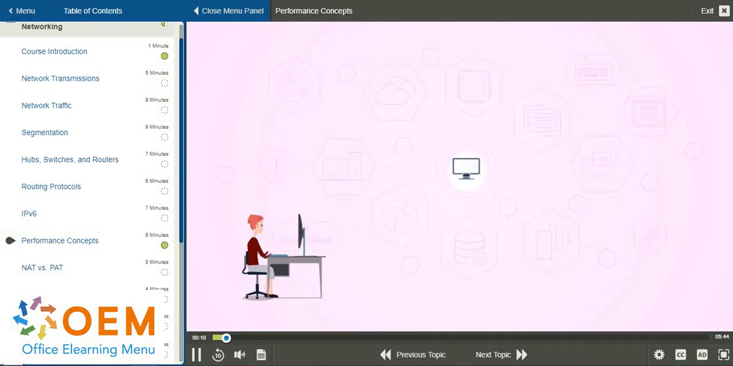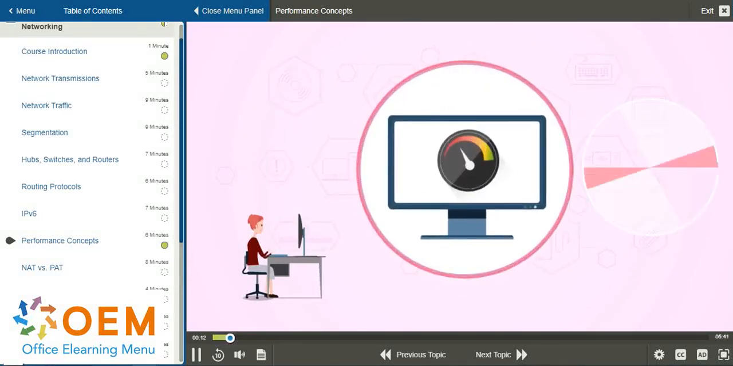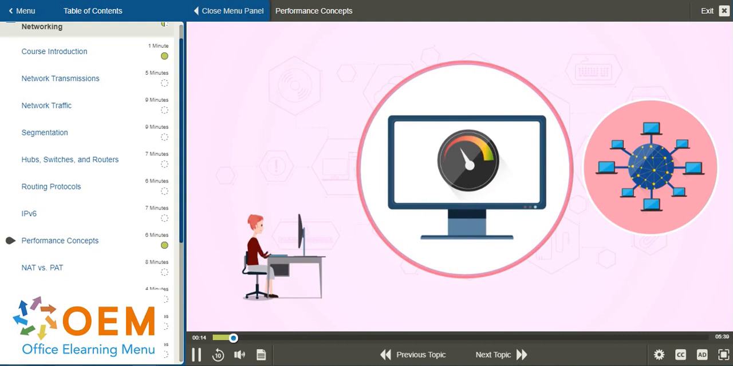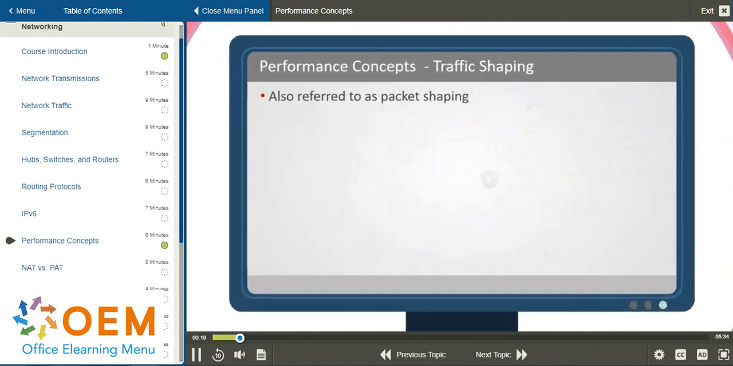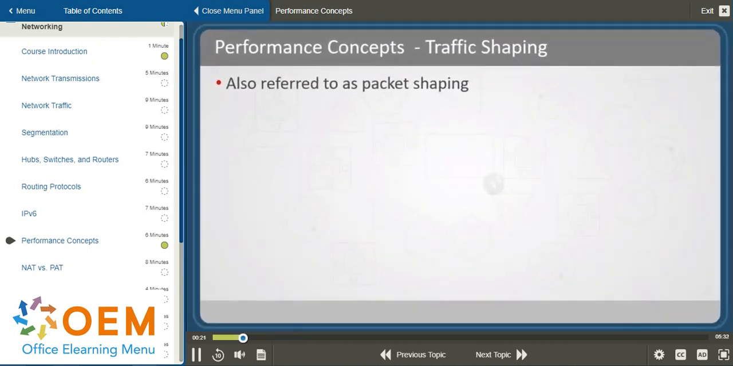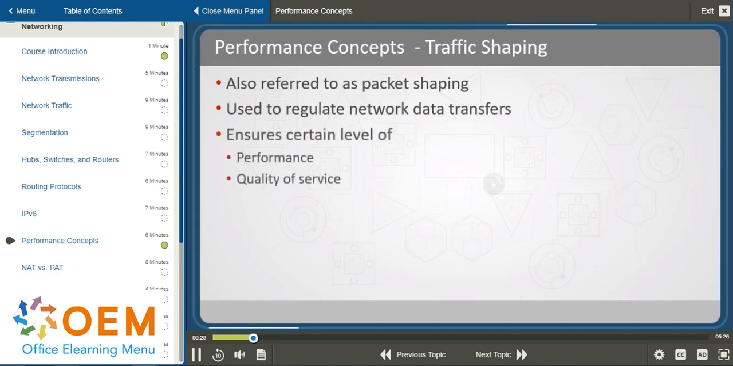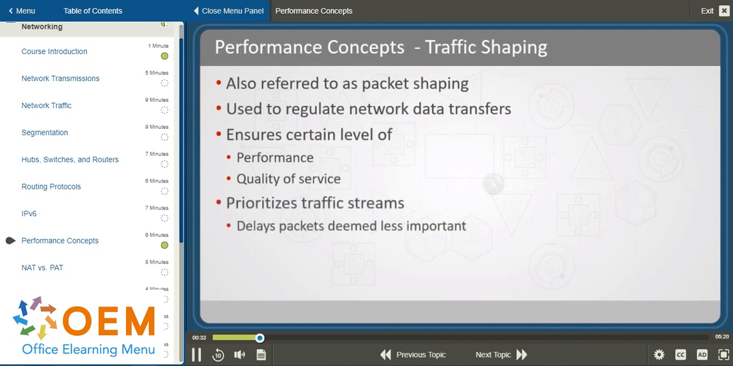In this presentation, we'll take a look at some performance concepts of managing network traffic. The first approach is what's known as traffic shaping, also sometimes referred to as packet shaping. The idea behind this is to regulate network data transfers to ensure a certain level of performance and/or quality of service. It does so by prioritizing various traffic streams, meaning that certain packets can actually be delayed because they're deemed to be less important.